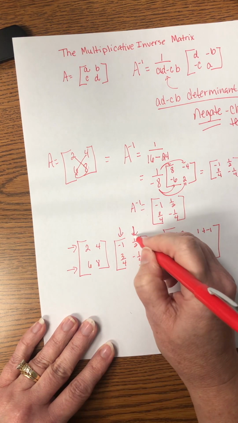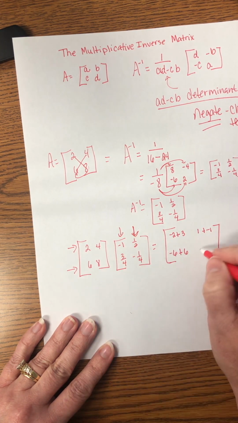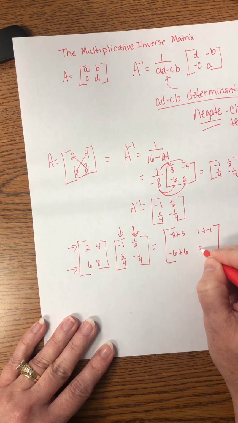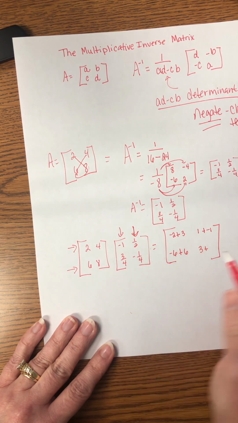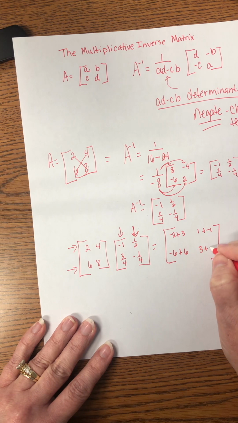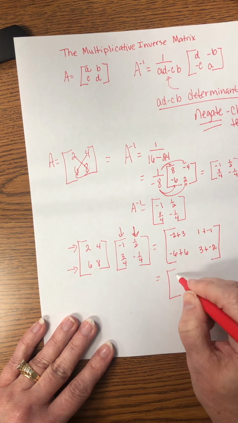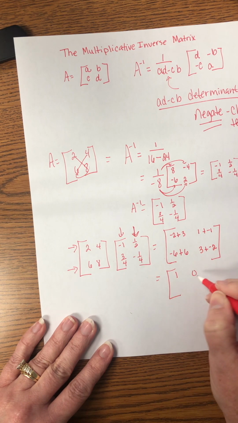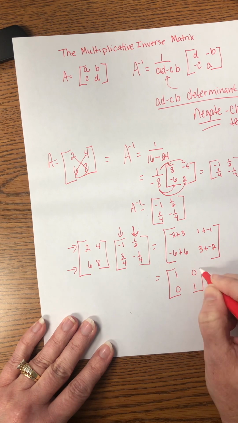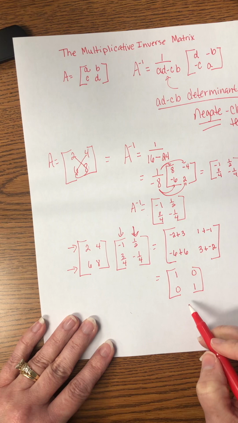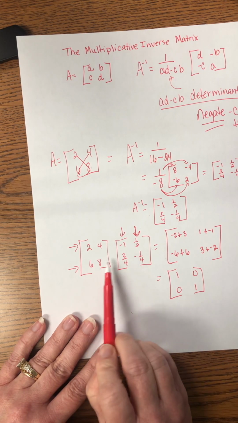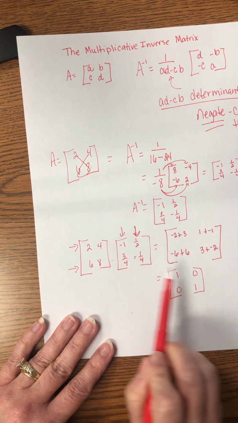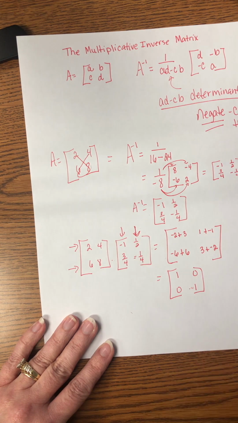Row 2, column 2, 6 times 1/2, sorry, is 3. 8 times -1/4 is going to give us -2. Now once I add all of this together, I'll get 1, 0, 0, and 1, which again is an identity matrix. So a matrix times its inverse should always give me an identity matrix.